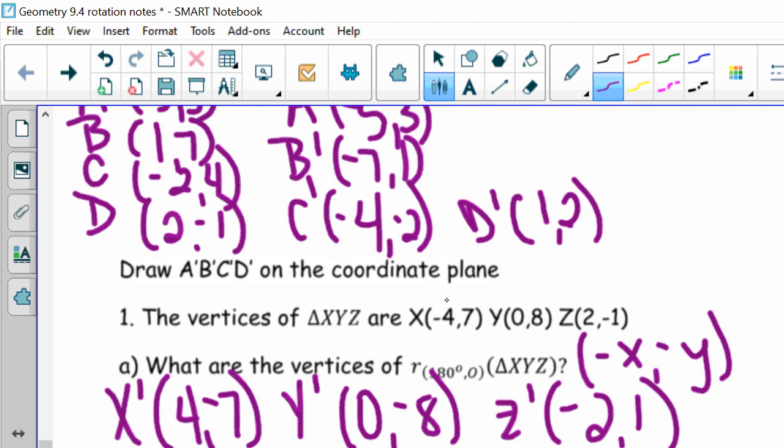Next one, what are the vertices of the rotation of 270 degrees about the origin of triangle XYZ? So our rule for 270 degrees is (y, -x). So X prime, again, I go back to where I started. I started at (-4, 7), so that becomes (7, 4). Y prime becomes (8, 0). Z prime becomes (-1, -2). And again, we're just going to memorize those rules.